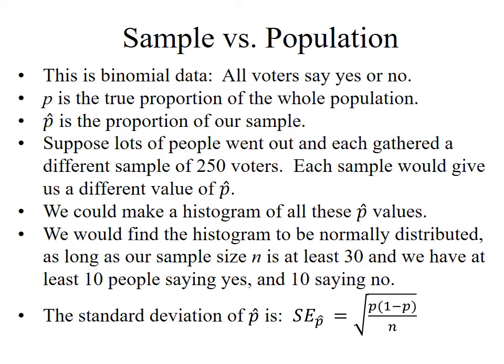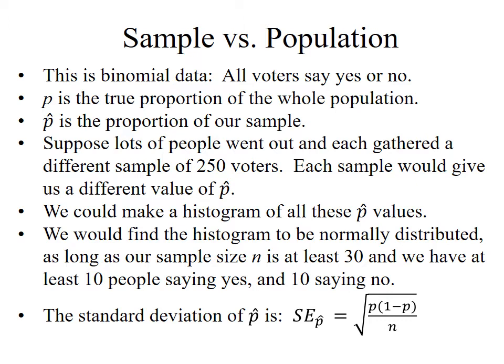Again, so here's a scenario. Suppose we imagine that lots and lots of people go out there and they replicate our study. Everybody goes out there and gathers a different sample of a different 250 voters. Each person then computes their p-hat. So every different sample would give us a different value of p-hat. We could make a histogram out of all these different p-hat values. And what we would find is that the histogram would be normally distributed as long as certain conditions are met.